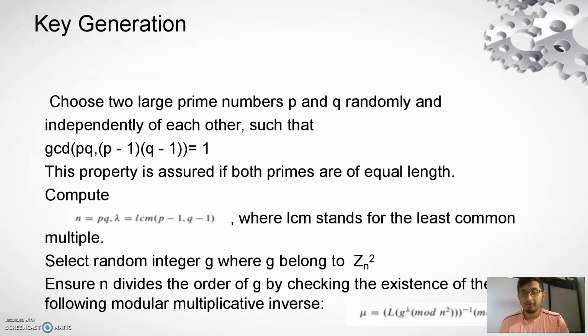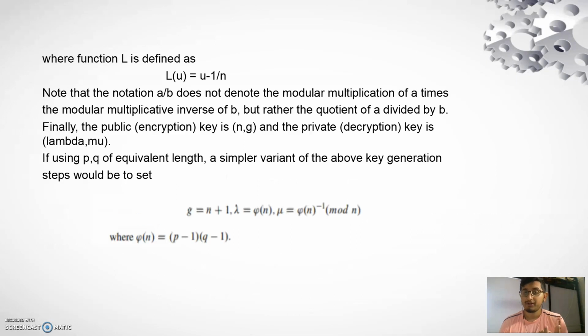And you see here in mu there is a function L of g to the power lambda. Now this L is a very important function, and it is defined as L(u) equals (u minus 1) divided by n. So remember, people, this is a very important function. This is, I think, the very X factor which gives this algorithm an edge, and it will be very useful in calculations further. Remember this function. Note that the notation a by b does not denote the modular multiplication of a times the modular multiplicative inverse of b, but rather the quotient of a divided by b.